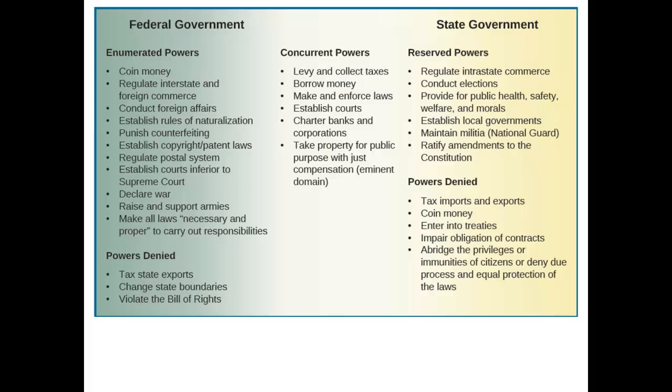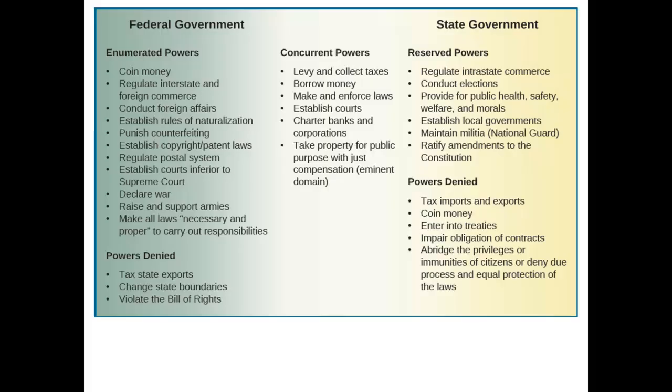On the far right column are powers given to state governments, reserved powers. Reserved powers, you can see, include the power to regulate commerce within a state. The federal government has the power to regulate commerce between states. The state governments have the power to provide for public health, safety, welfare, and morals, and to establish local governments. These are all powers reserved to state governments, but there are also things they can't do, and these are laid out in the Constitution. They can't coin money, they can't enter into treaties, etc.